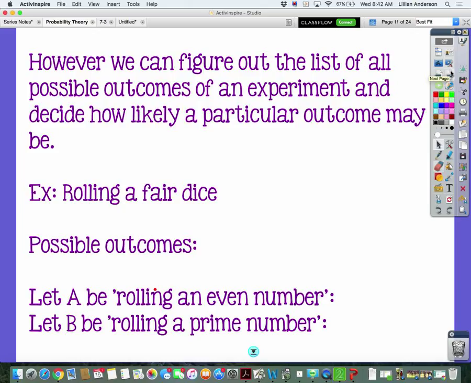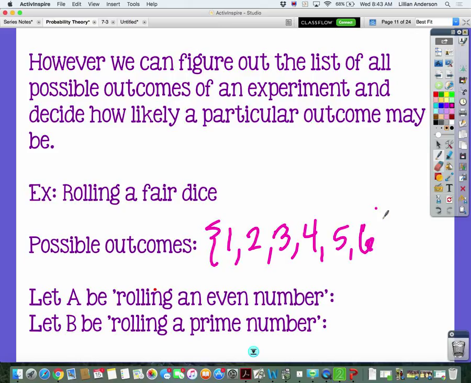So for example, if we roll a fair die, okay, a fair one, not one from like a casino or something like that, but a truly fair die. If we roll a die, then we have a set of possible outcomes, which are landing on a 1, 2, 3, 4, 5, and 6. Okay, those are the different faces on a fair die.